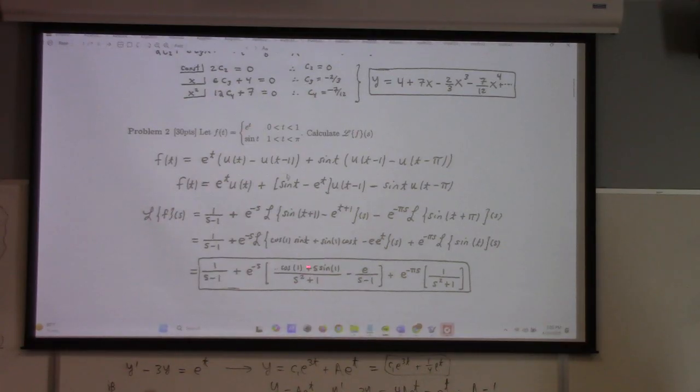Cosine: 1 over s squared plus 1; s times the sine: 1 over s squared plus 1, because the Laplace transform of cosine is s over s squared plus 1. And then this e to the t transforms to 1 over s minus 1. And then over here, and there it is.